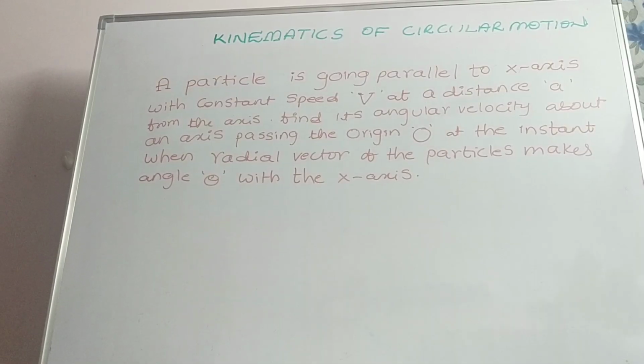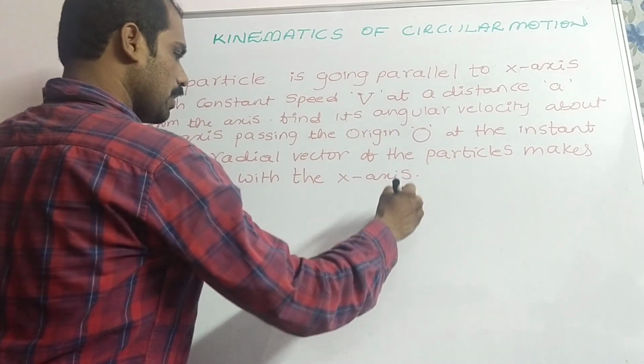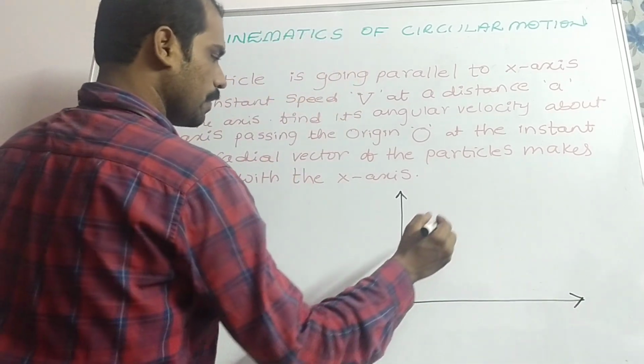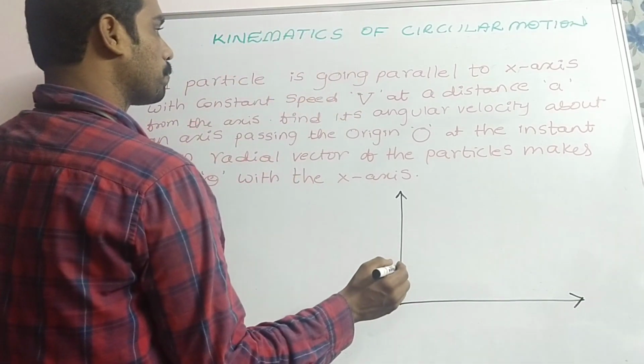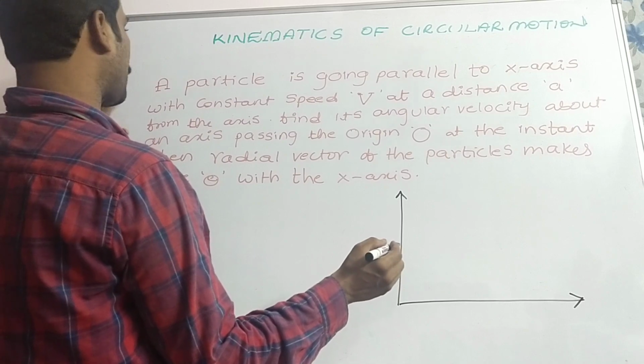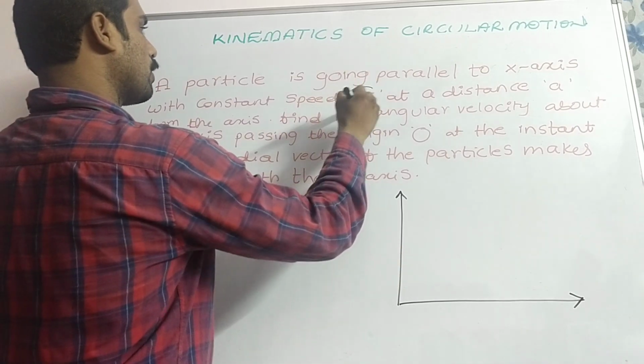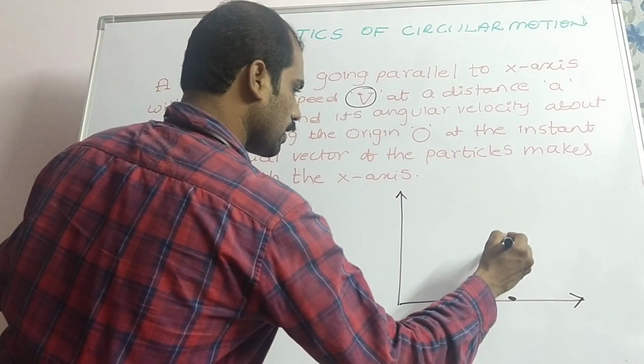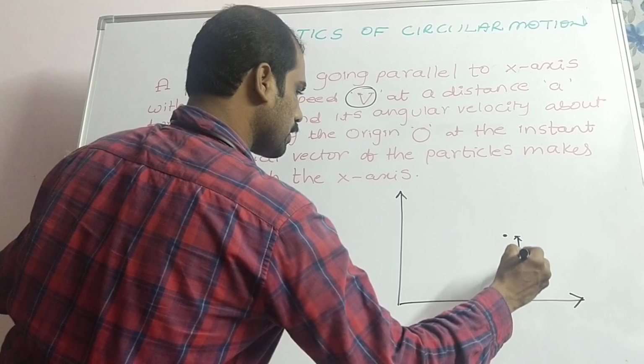Now here we have another question. A particle is going parallel to x-axis with a constant speed v at a distance a from the axis. Here, this is the y-axis, this is the x-axis. Let us consider that up to here is the distance a.